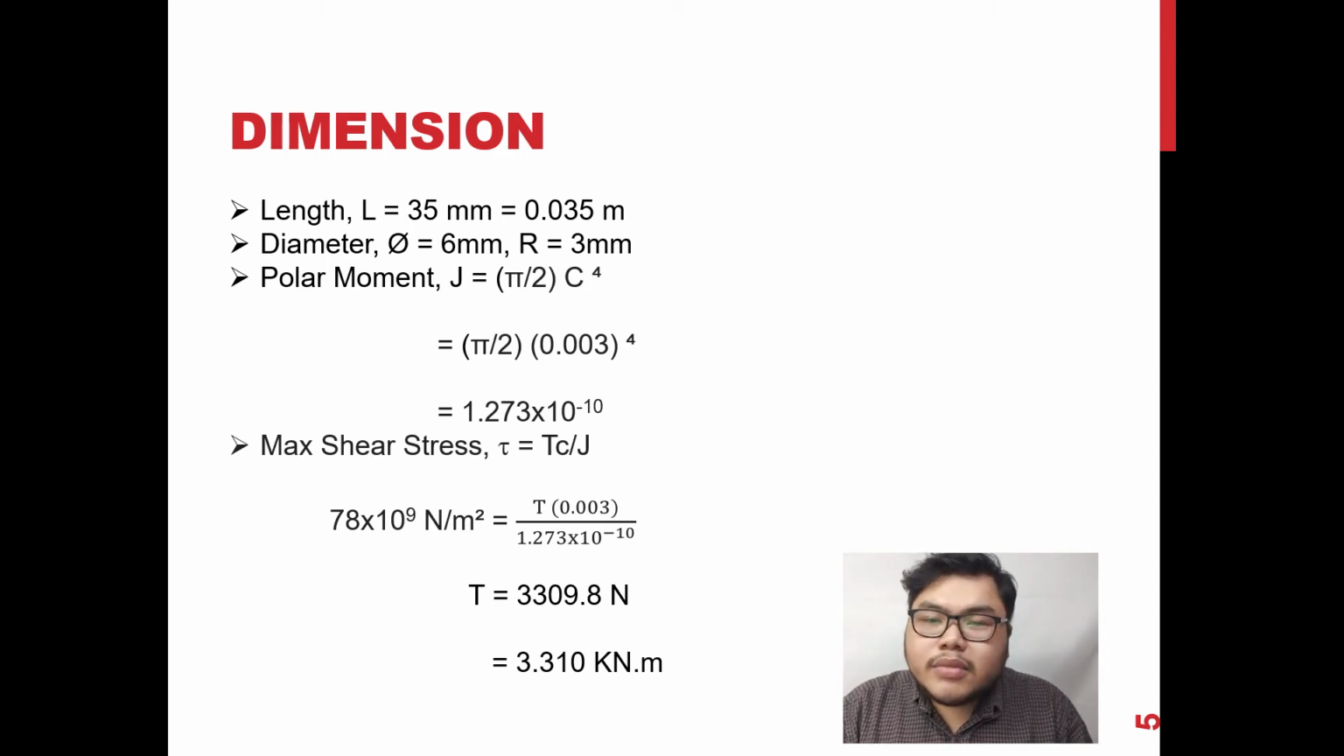Now, the maximum resultant internal torque is determined. So we can assume the maximum torque is 3309.8 Newton. Then we convert to kilonewton meter, and we get 3.310 kilonewton meter.